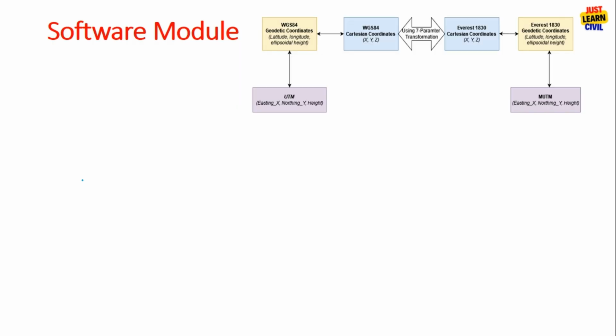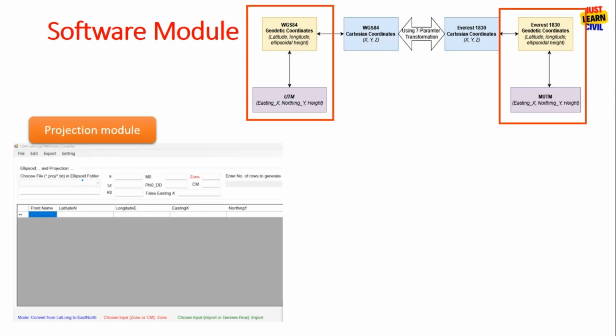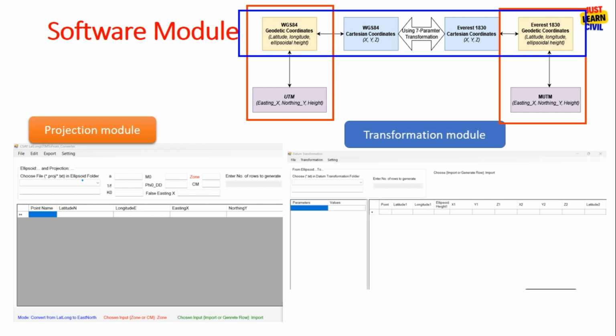Now finally we will be using the software. The software has two modules. One is the projection module that has already been covered in the previous video. I will put the link in the description. In this video we will be doing the transformation module. So the transformation module will follow the method as mentioned above.